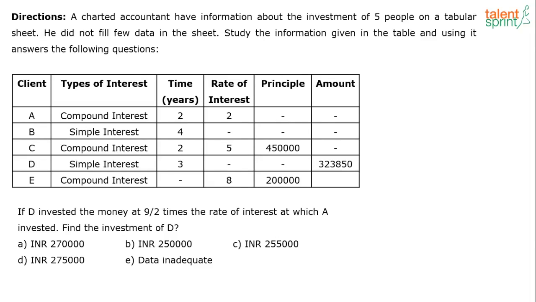Here's the first one. I'll leave you with this for 1 minute. The clock starts now. Look at the question. If D invested the money at 9/2 times the rate of interest at which A invested, find the investment of D. Given the values here, I'm assuming it is total amount, right? In general also, amount is total amount. If it's not specified, you take it as total amount, which is principal plus interest. So keep that in mind. Nothing is specified, you can take it for granted as total amount.